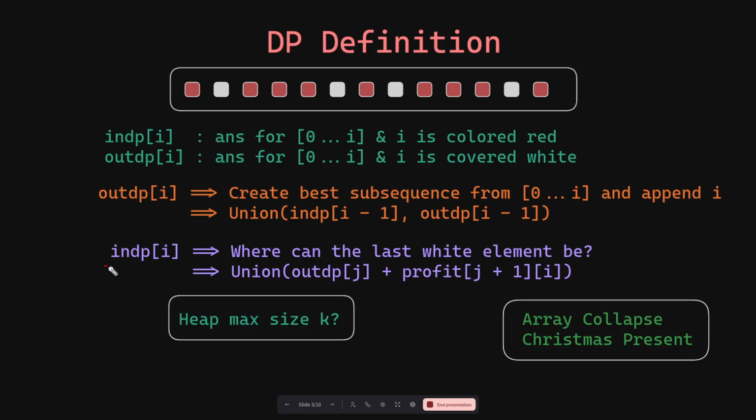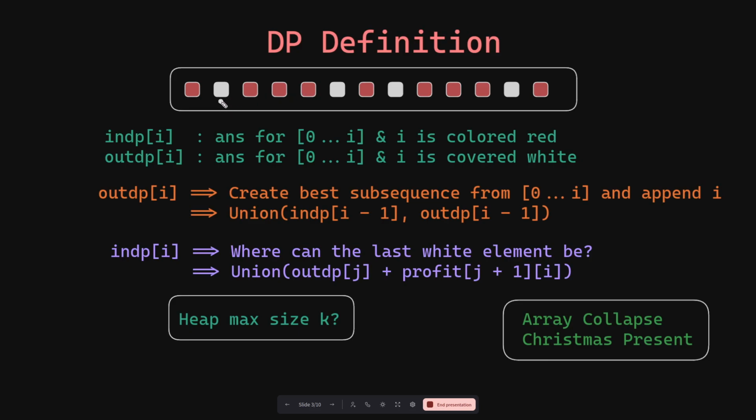What about the transitions for in-DP? For in-DP, we know that the ith element will be necessarily colored red. Then where can the location of the last white element be? It can either be at this position or this position or this position and so on. So it can be at any index j which is strictly smaller than i.